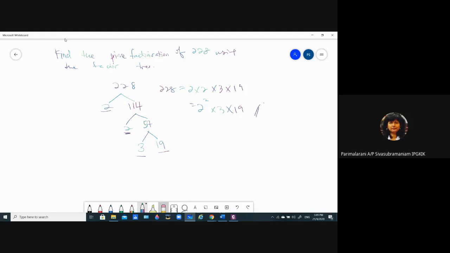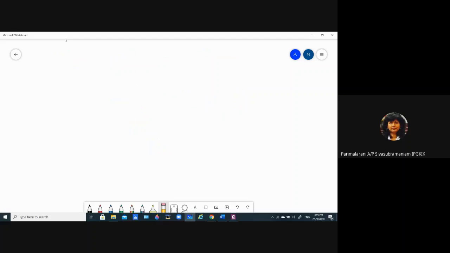Say if you want to do another question. Say I have 300 here, and I want to do prime factorization using the factor tree. So what factors can I use? Can I use 30 times 10? I can use 30 times 10. So I break this down. I have 2 and 5.